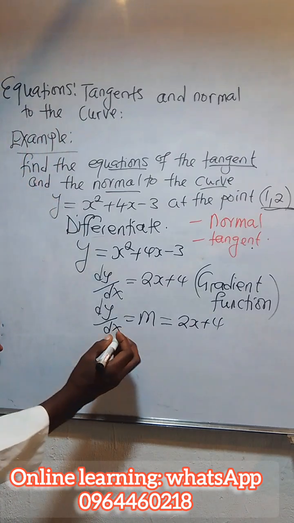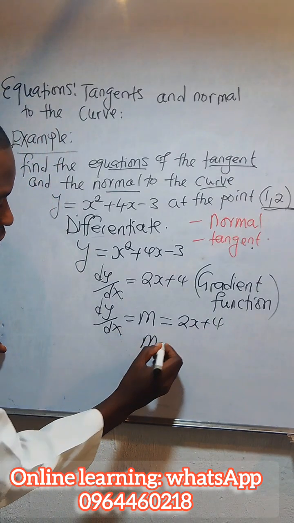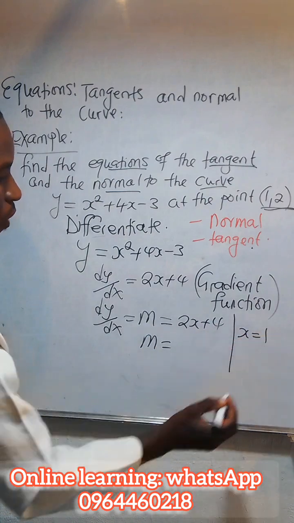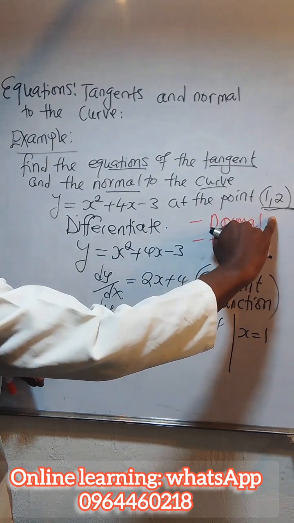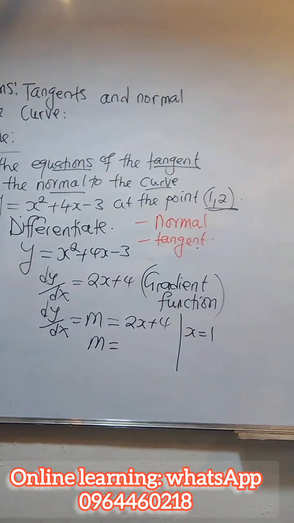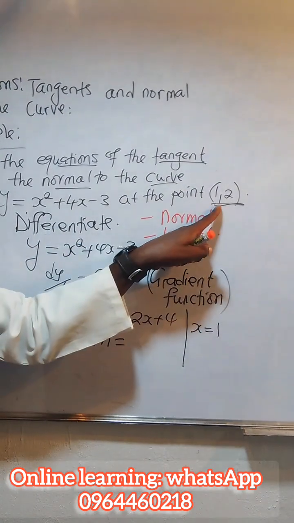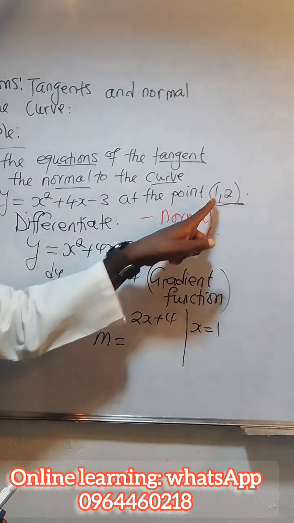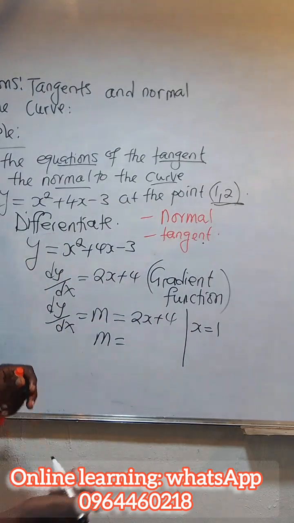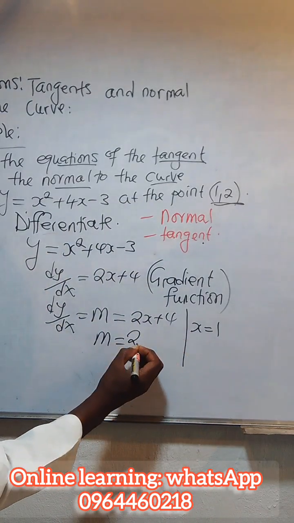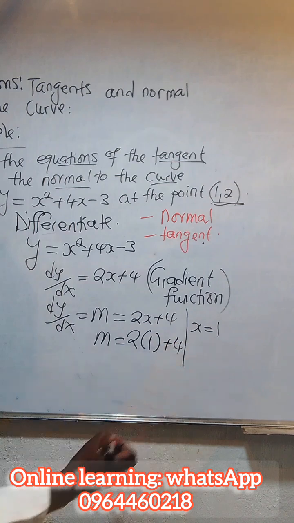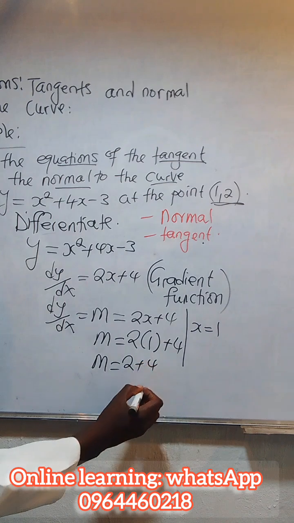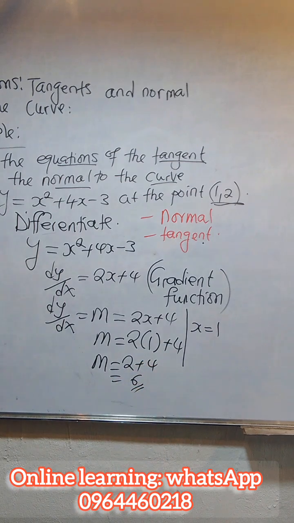Now we know that x equals 1, because the point at which this curve is passing is this point. So what we're saying is, what is the gradient at this point? x equals 1, so we just replace, and this is going to give us m is equal to 2 plus 4, and this will become 6.